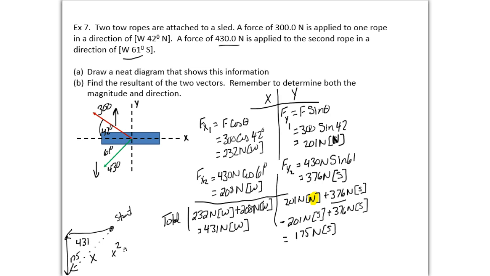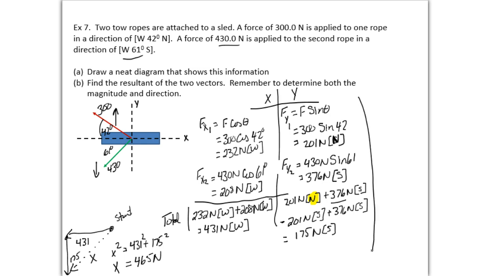So x squared is going to equal 431 squared plus 175 squared. If you do the addition and the square root correctly, you should come out with a force of 465 newtons. So that's your overall force being applied. You also need a direction with that.